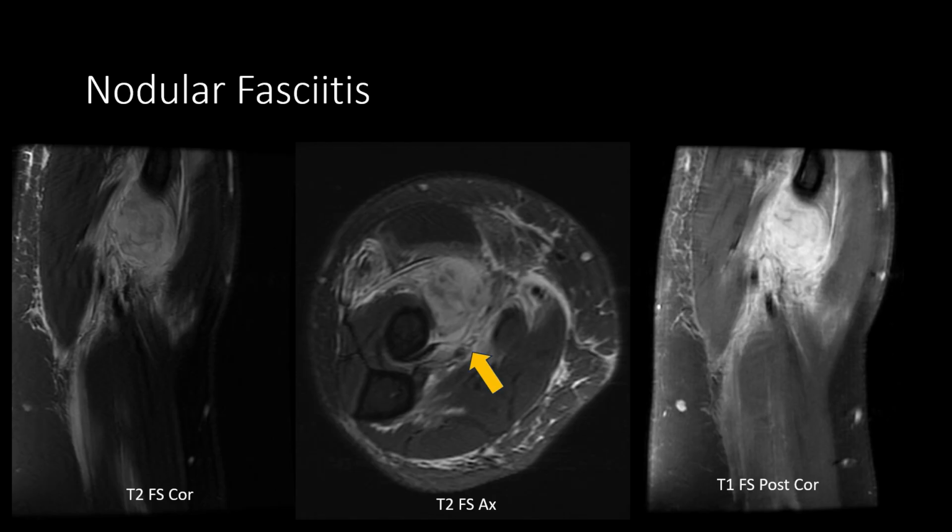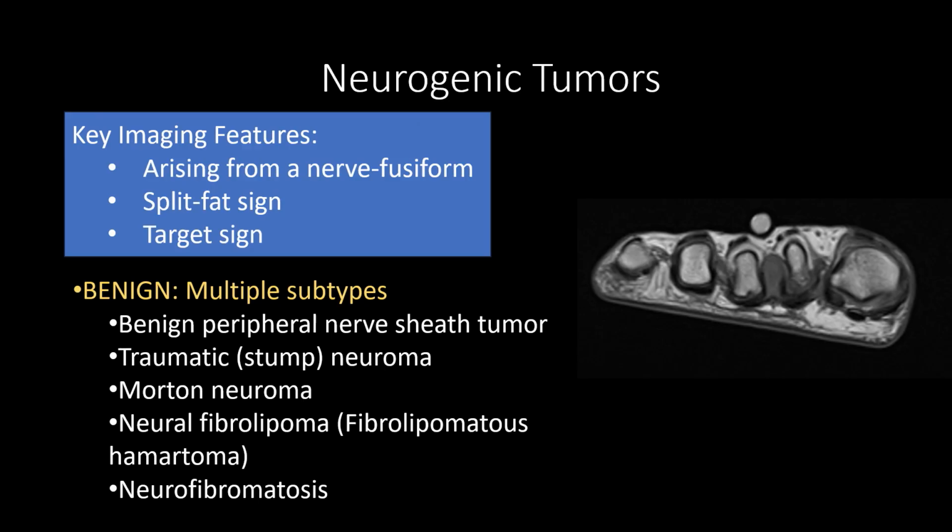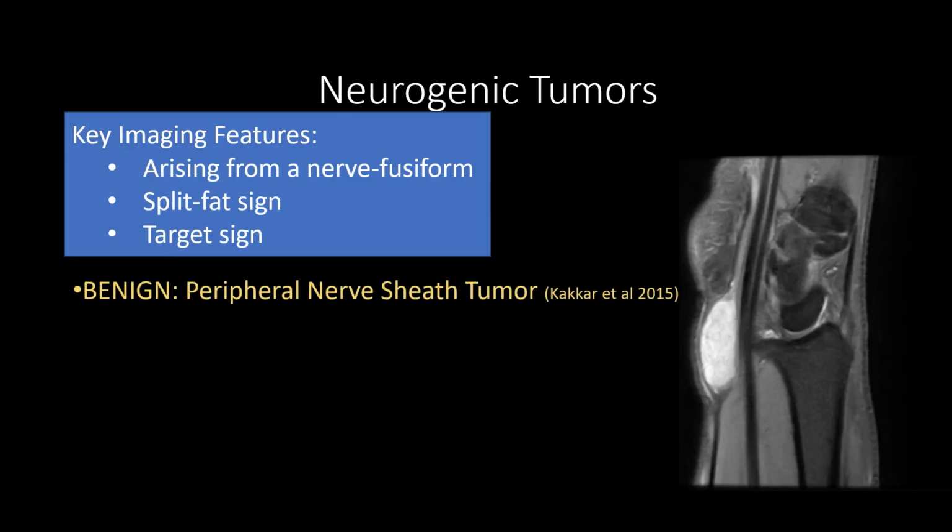Know that these things can be ugly, but also know that it's okay to send these for biopsy because often that's what we'll need. Okay, let's get to our neurogenic tumors here. Neurogenic tumors have features basically, if it's along a nerve, that's how we're going to know it's a nerve tumor. There are multiple subtypes you can see here. We're going to focus on the benign peripheral nerve sheath tumors in our benign category.